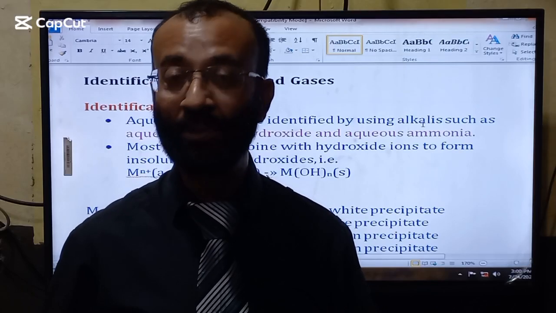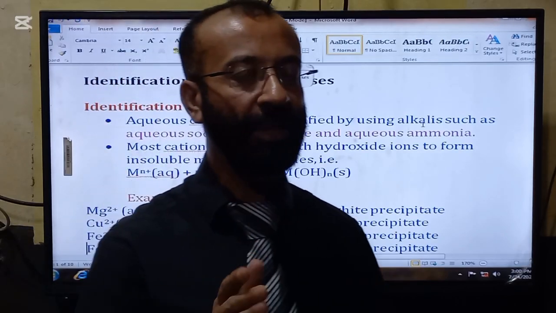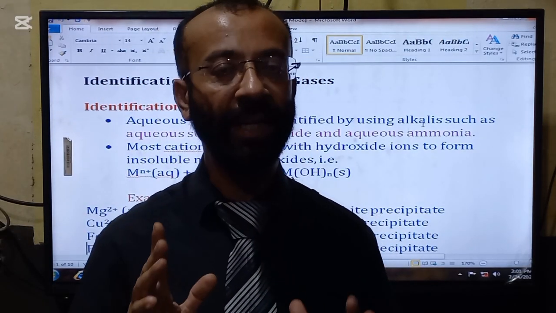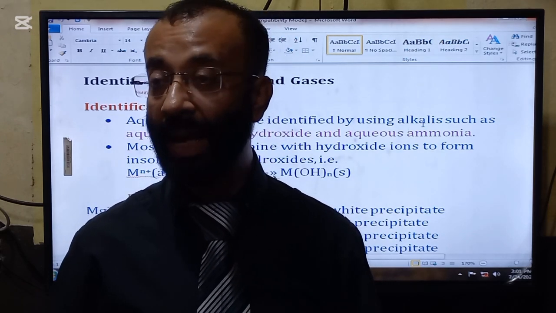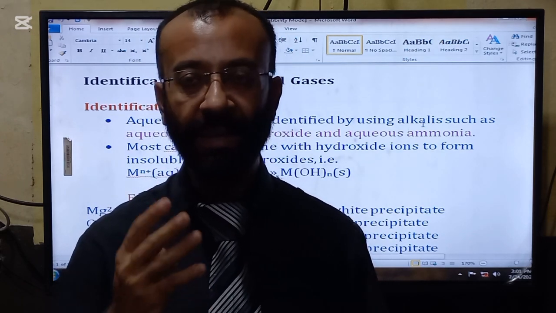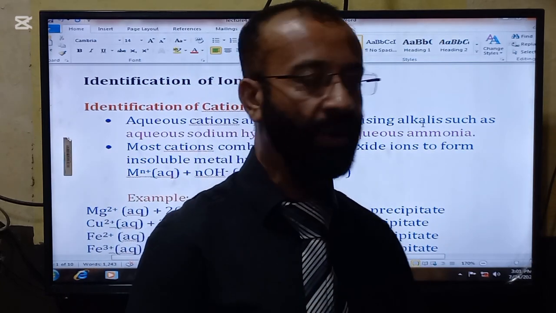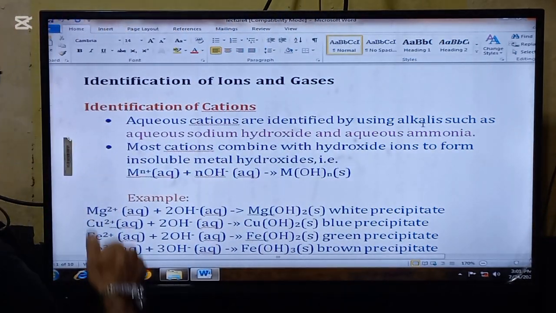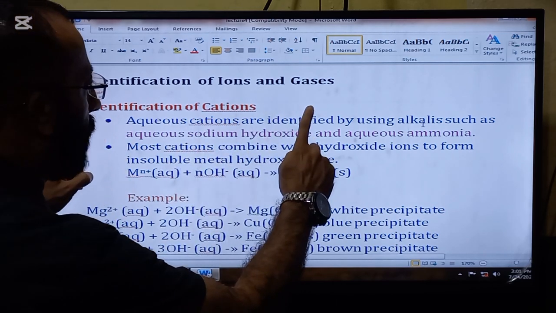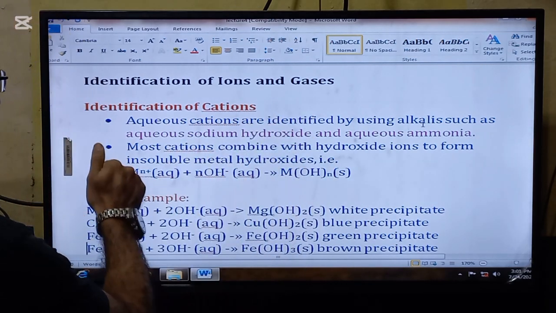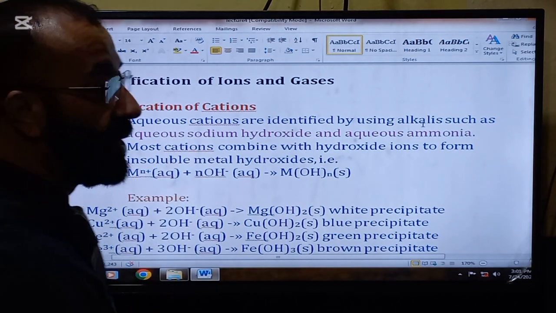Good morning, students. Today we are going to read in the subject of chemistry, paper number 4, that is called Alternative to Practical, or in short, the ATP chemistry paper. That is actually paper number 4 of the chemistry subject. Our topic today is identification of the ions and gases, and in this topic we are going to read identification of the cations.